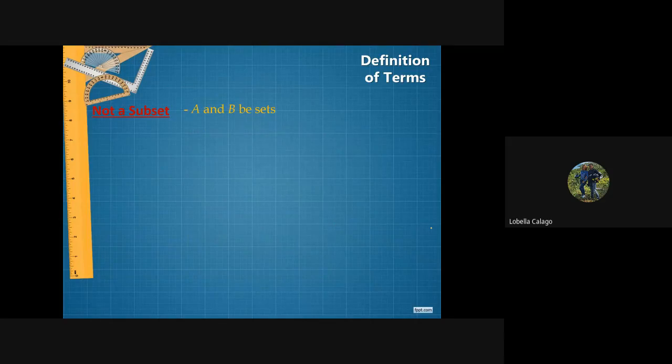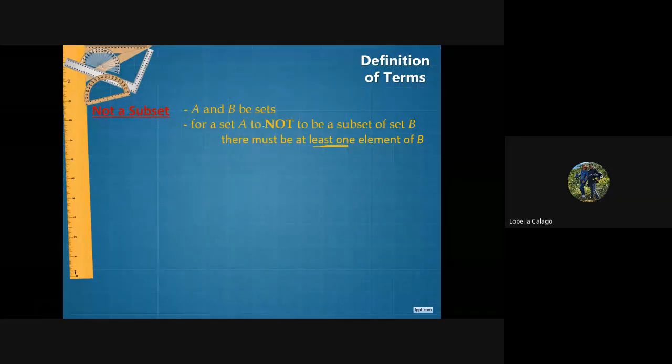So A and B, sets. For set A not to be a subset of B, there must be at least one element. So kahit isang element na meron si A na wala sa B, hence, A is not a subset of B.